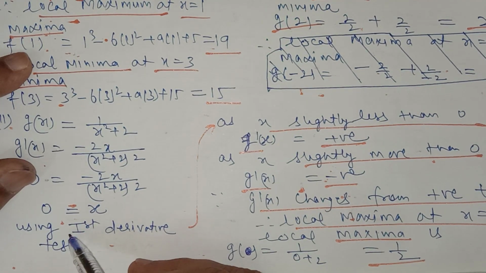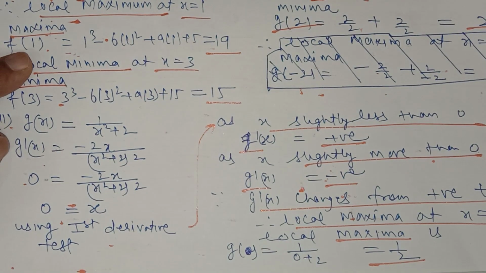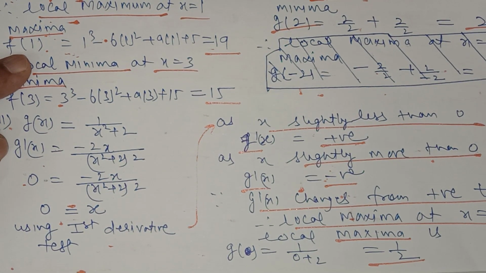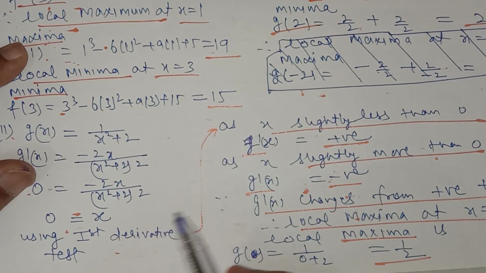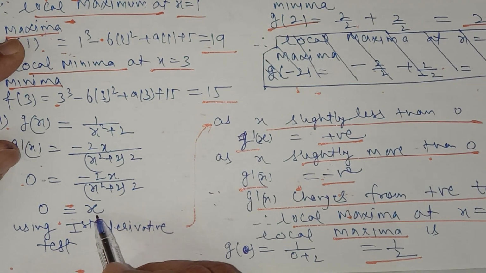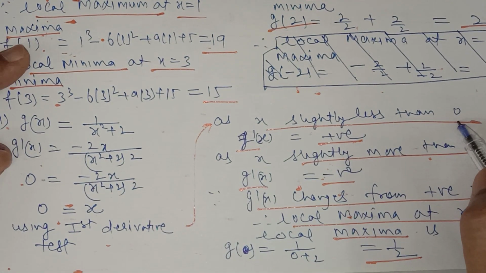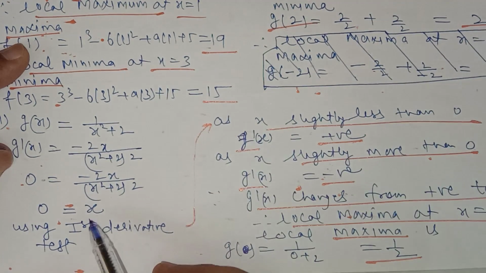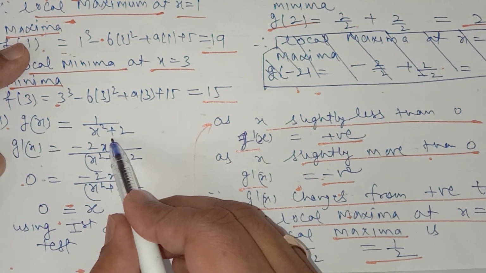Now I'm using the first derivative test to find whether this function has maxima or minima. So how do you find the maximum or minimum value by using the first derivative test? Now at x equal to 0, take the value of x slightly less than 0, means towards the left of 0. So the value of this derivative will be positive. Take any value of x slightly less than 0.